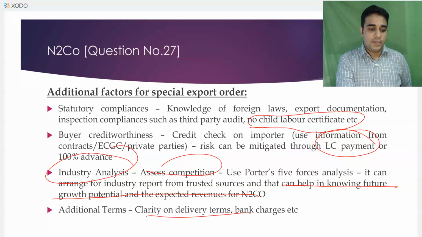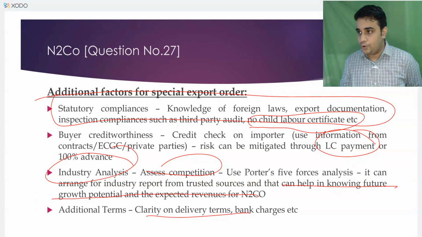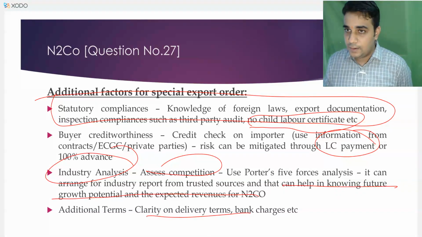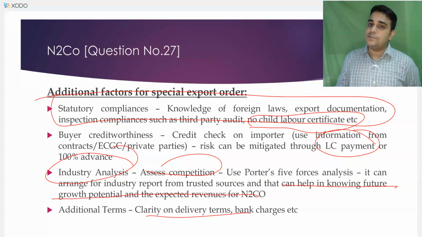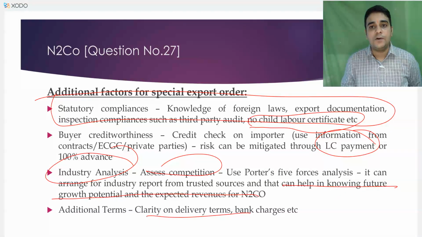If on this I have to spend maybe $2,000 on statutory compliances, I don't know, but I am just putting a number. For analyzing the buyer credit worthiness, another $1,000 gone. On the industry analysis, another $1,000 gone. On bank charges, maybe another $2,000 gone. So my margin will keep coming down. The leftover profit will keep coming down.